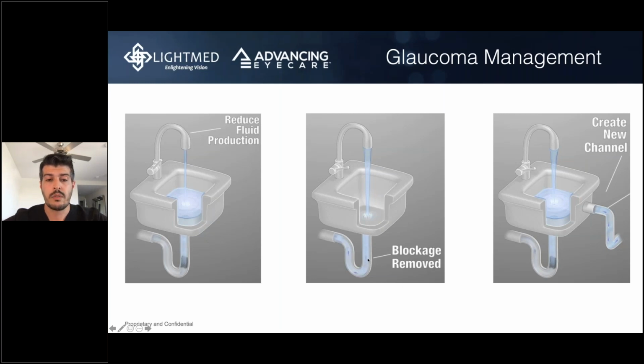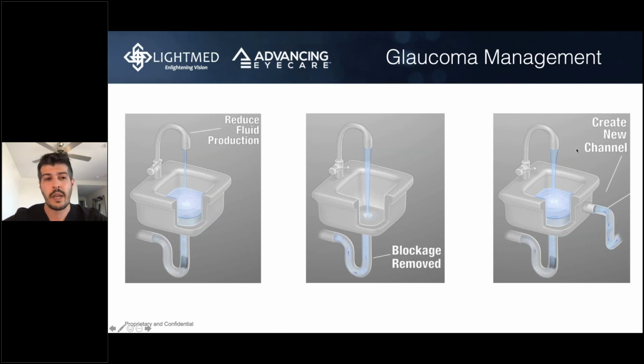If there's a blockage, we can remove that blockage. So a lot of minimally invasive glaucoma surgeries and mixed procedures have to do with this. Some eye drops remove the blockage, and SLT, as we will get into, is the mechanism through which it has its effect. And lastly, we can just make a new channel. And these are your tubes and trabs.